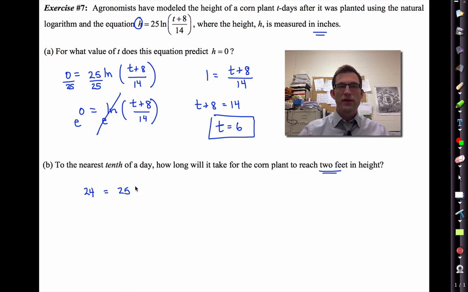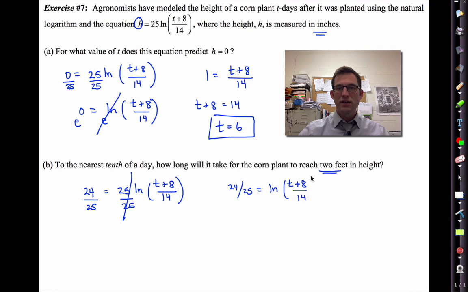And we have 25 here, ln of t plus 8 divided by 14. All right, we've added 8, we've divided by 14, we've taken the natural log and then multiplied by 25. So that's the first thing I'm going to get rid of. I'm not going to evaluate that as a decimal, we'll just leave it as 24/25. So we have 24/25 equals the natural log of t plus 8 divided by 14. Need to get rid of the natural log, so I'll exponentiate on both sides. That cancels. This I'd have to just work out.